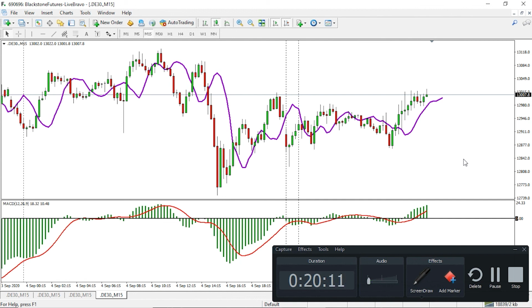Like I said, this is pretty self-explanatory. You can watch this over and over again. My suggestion would be to try it on a demo account until you are comfortable within the parameters before trading live. But this is a nice all-in-one trading strategy.